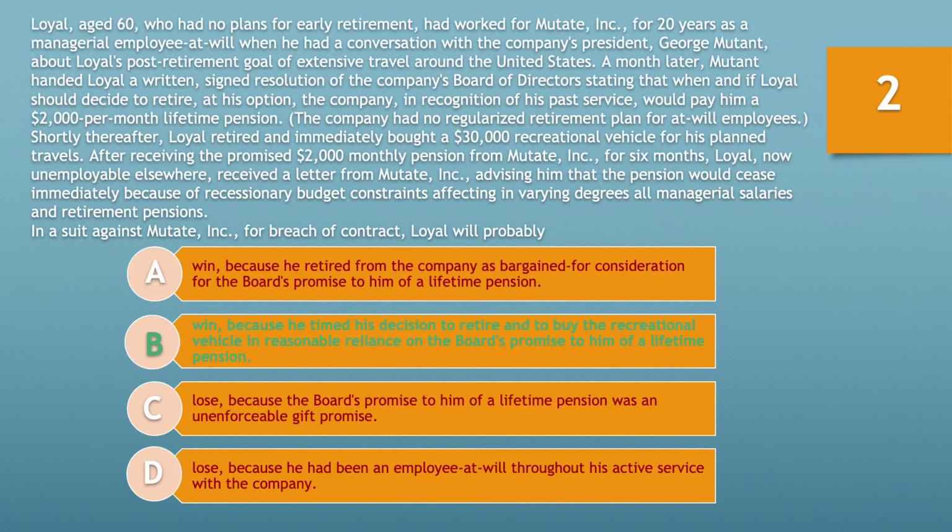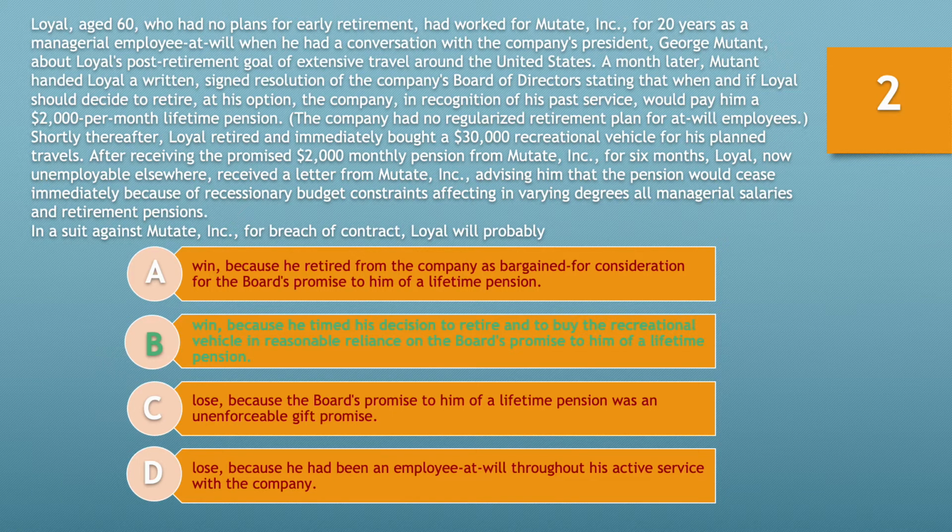Win because he timed his decision to retire and to buy the RV in reasonable reliance on the board's promise to pay him a lifetime pension. Remember that as a general rule, something that happened before the promise cannot be consideration. Furthermore, when a person does something that nobody asked them to do, that cannot be considered consideration either. It can, however, be promissory estoppel or detrimental reliance. The elements required for promissory estoppel are words of a promise, reliance that is reasonable, detrimental, and foreseeable, and enforcement is necessary to avoid injustice.